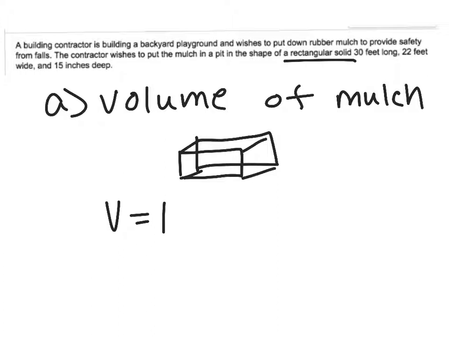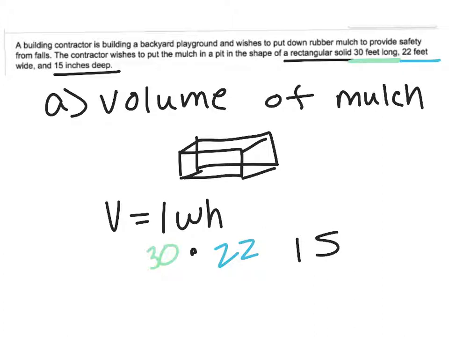Volume equals length times width times height. So the length of the rectangular solid, the width, and the height. That is given to us in the problem, okay? Because the length is right there at 30. The width is given to us right there at 22. And the height, or how deep it is, right there at 15. So you are going to multiply all three of those numbers together.